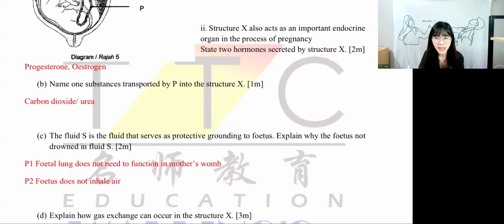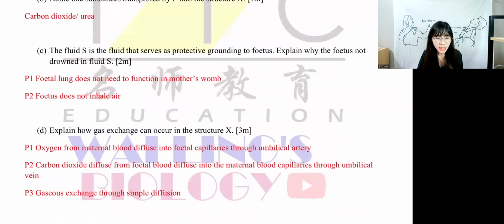Explain why the fetus does not drown in fluid S. Okay, they don't die in fluid S because, as I mentioned, when we are in the mother's womb, our lung is not functioning yet. We don't have to use our lung to breathe. We use our umbilical cord, connected to the placenta, to obtain oxygen. So we don't use our nose to breathe.